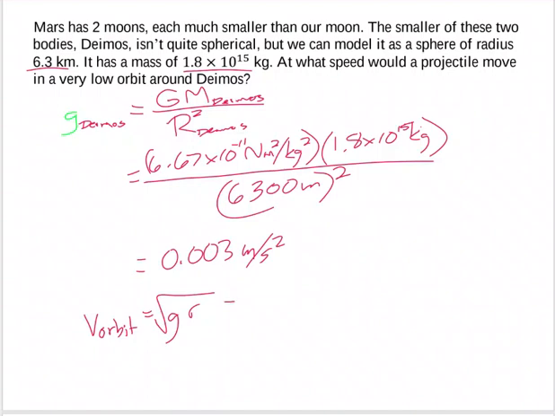So the g that we just calculated was 0.003 meters per second squared. Use your calculator's answer though, and then times the radius of Deimos, which they again gave us, which was 6,300 meters. And this is all being square rooted. What do we get?